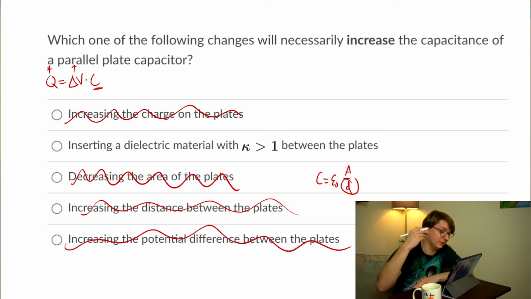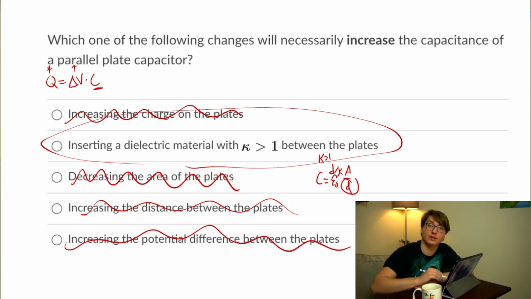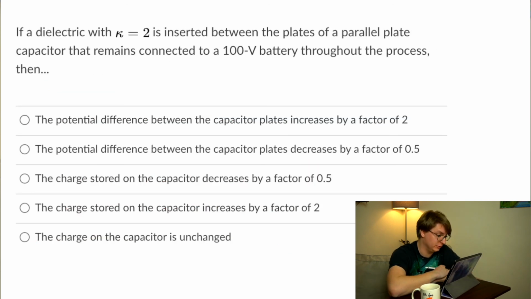It doesn't force it, but inserting a dielectric material does. So essentially what that does is it increases this number. If K is larger than 1, you essentially multiply this K in times this epsilon naught, and you will forcibly increase the capacitance. That has to increase it. So there's our answer.